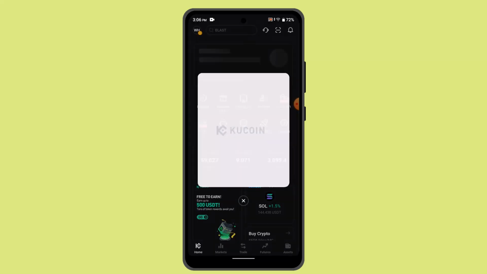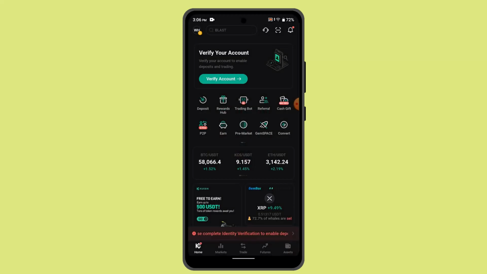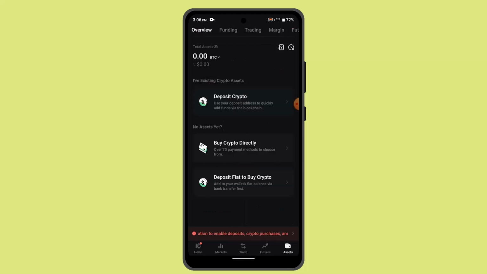First of all, go ahead and log into your Kucoin wallet account. So when you're logged in, that's going to take you to the home page, and from the home page what you have to do is navigate to the Kucoin trading or spot trading interface. So that's usually located in the assets. So here you could go ahead and select spot.